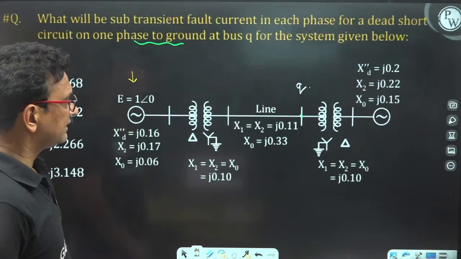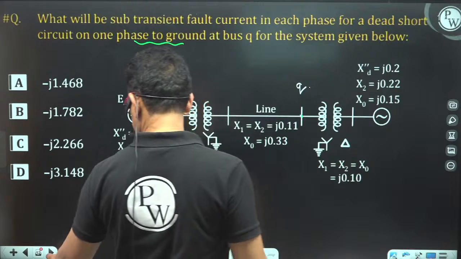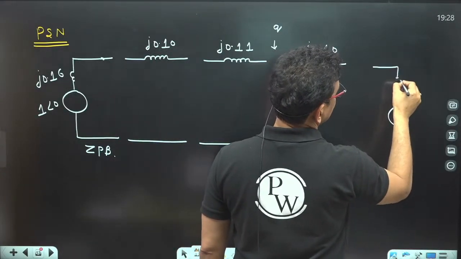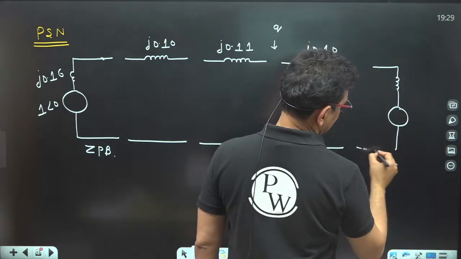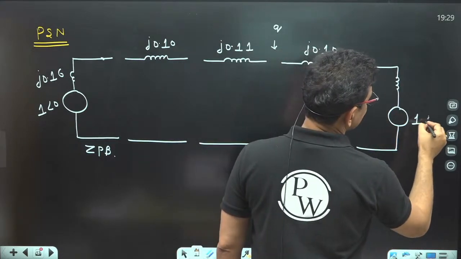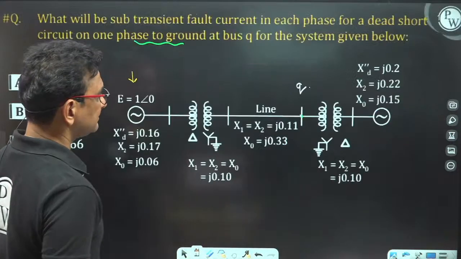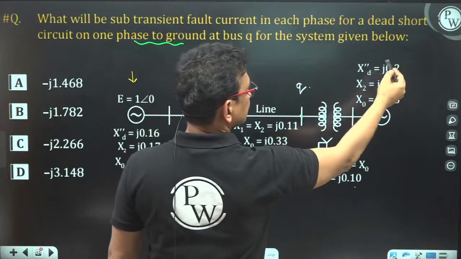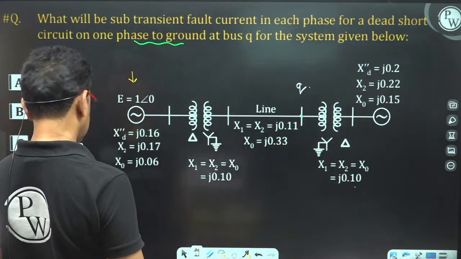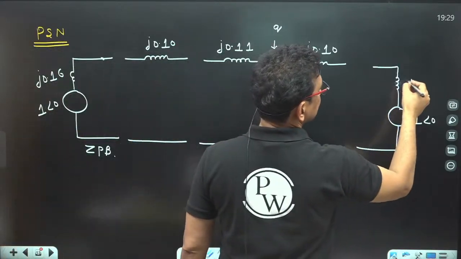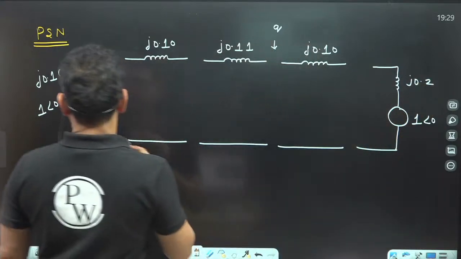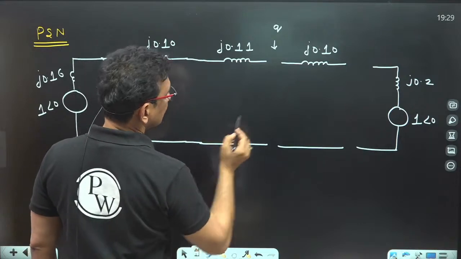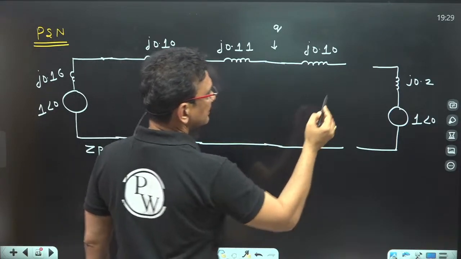Now finally, the synchronous machine. The synchronous machine will be represented as a source and a reactance. The source is again 1 angle 0 degrees, and the reactance is the positive sequence reactance, J0.2. So this is connected together. You can say this is the reactance diagram, or the positive sequence network, for the given circuit.